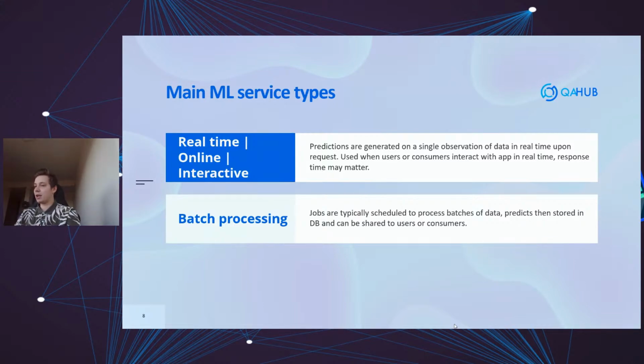In the second case, data is stored somewhere, and we have jobs that are typically scheduled to process this data in batches. And in the first case, of course, if the response time is a requirement, it should be fixed in requirements as any other non-functional requirement.